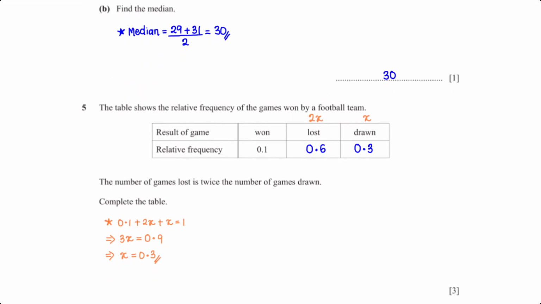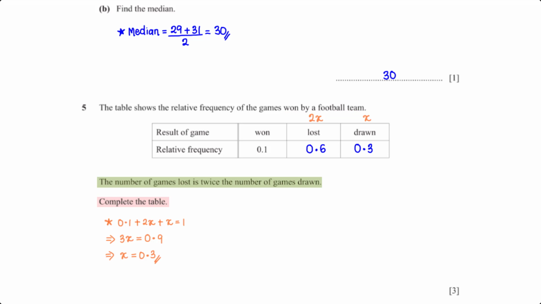The table shows the relative frequency of the games won by a football team. The number of games lost is twice the number of games drawn. Complete the table. We've been told the number of games lost is twice the number of games drawn. This means if we represent the relative frequency for the number of games drawn with x, then the relative frequency for the number of games lost will be 2x.